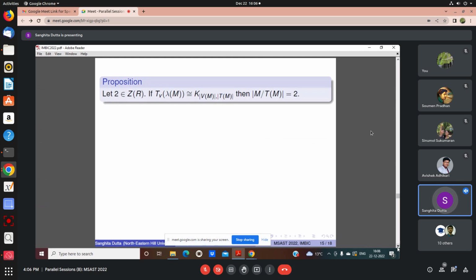Let 2 belong to Zr. If TV lambda M is isomorphic to the complete bipartite graph, then the cardinality of M by Tm is equal to 2.